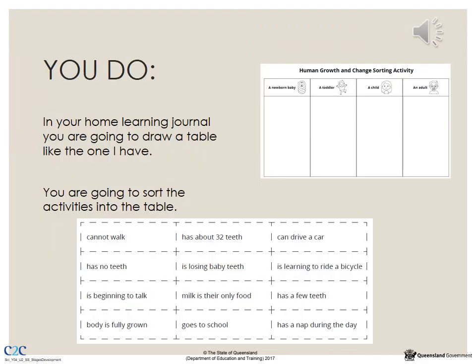It's time for your job. So what I want you to do is draw a table like the one that I have into your home learning journal. It should have baby, toddler, child, adult, okay, because those kind of line up to our animal life stages. And then you're going to sort the activities at the bottom as to whether they go in baby, toddler, child, or adult. And a good way to do that is to say it out loud.